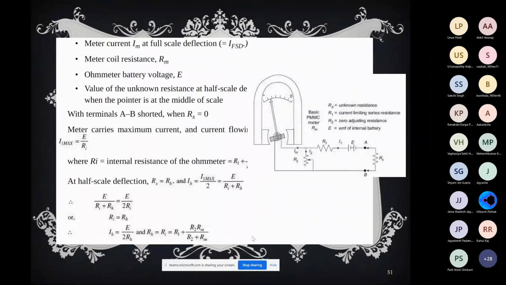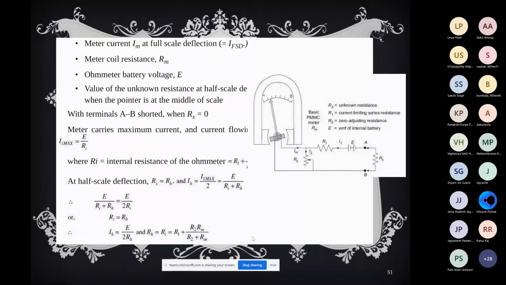So you may also have seen that in an earlier analog multimeter, you have to put in a battery. Now also in our multimeter we have to put a battery. So the ohm meter battery voltage is E. We need to find the value of the unknown resistance at half scale deflection, when the pointer is at the middle of the scale. If we short the AB terminals, Rx will be 0.